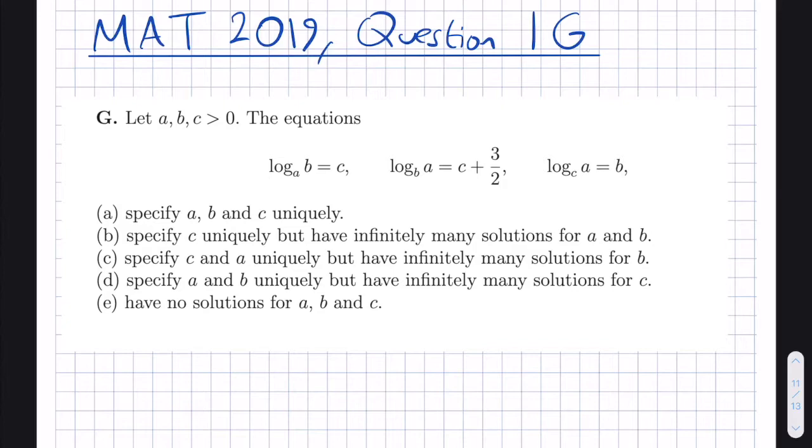B, specify C uniquely, but have infinitely many solutions for A and B. C, specify C and A uniquely, but have infinitely many solutions for B. D, specify A and B uniquely, but have infinitely many solutions for C. Or finally, E, have no solutions at all for A, B and C.